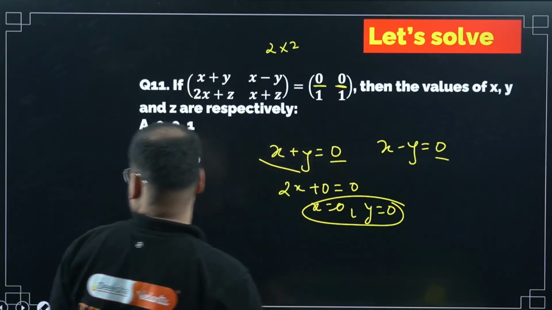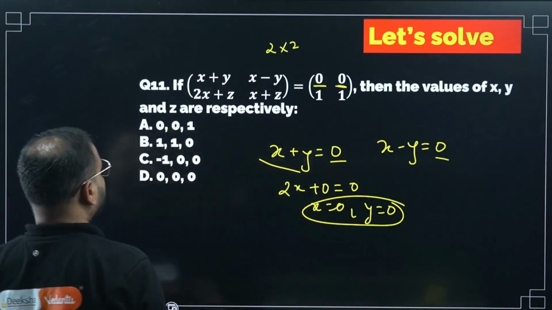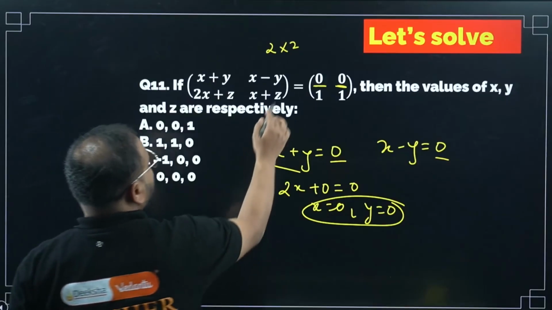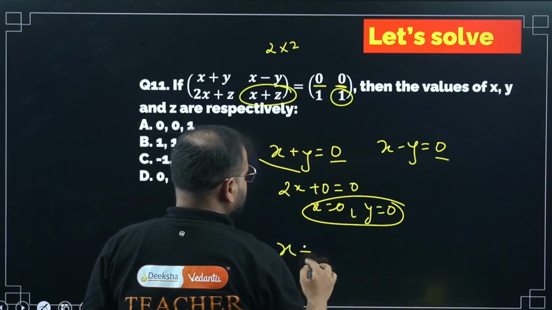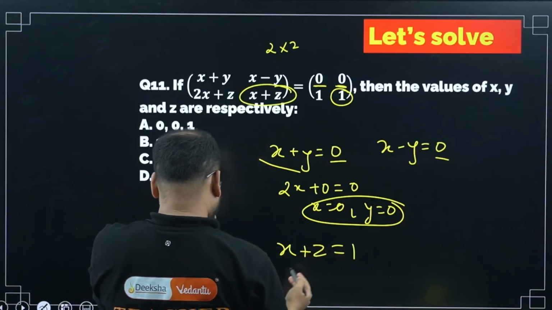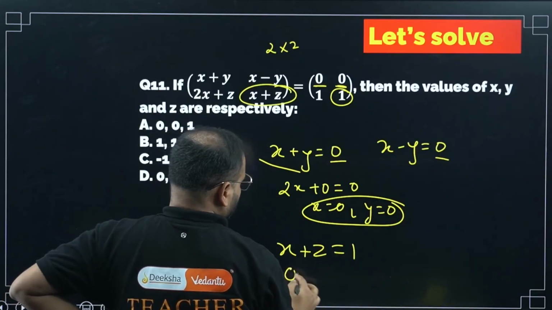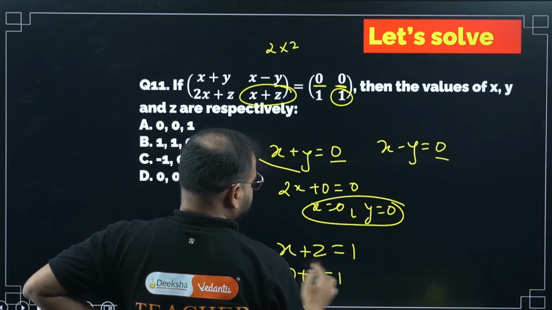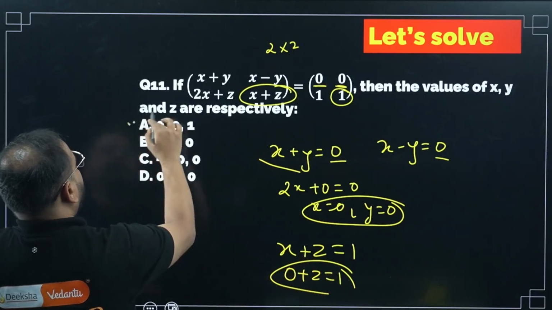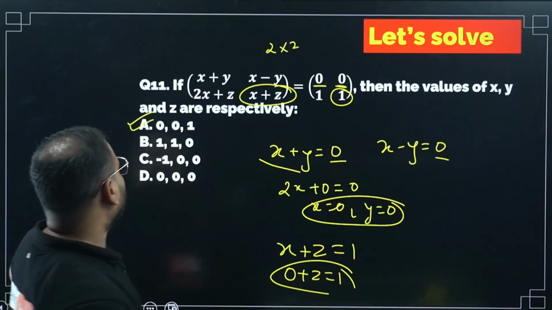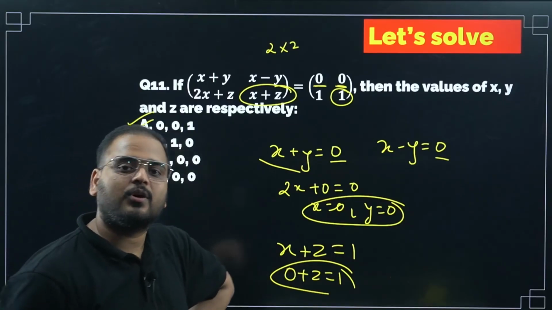Let's check. I am talking about x plus z and this one. So what are they saying? x plus z is equal to 1. What is x? 0. So z is equal to what? 1. So 0, 0, 1 is option A. x is 0, y is 0 and z is 1.